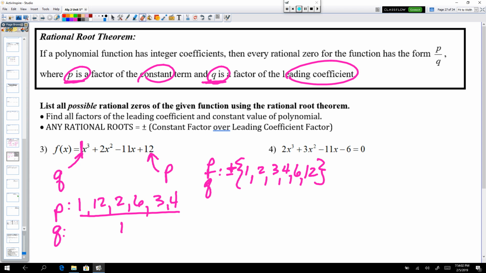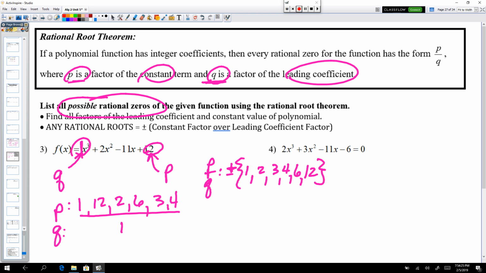Anytime you encounter a question on a quiz or test that asks for the possible rational roots, you should think, oh, they're asking for p over q. And to find all the things of p, all the possibilities of p, I look at the constant and think of all the numbers that multiply to that. If I think of q, look at the leading coefficient and think of all the numbers that multiply to that.